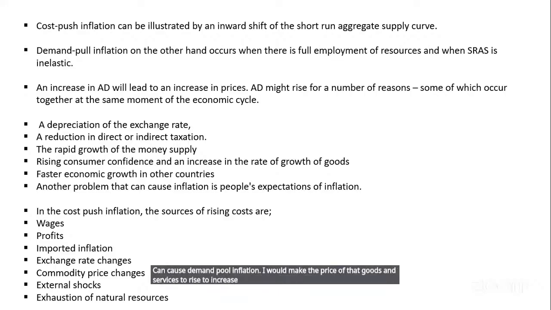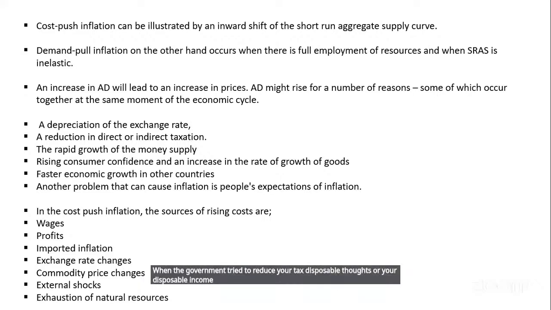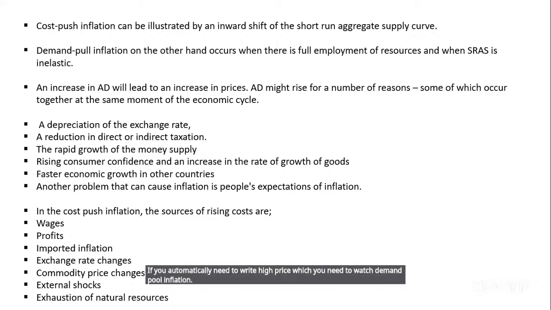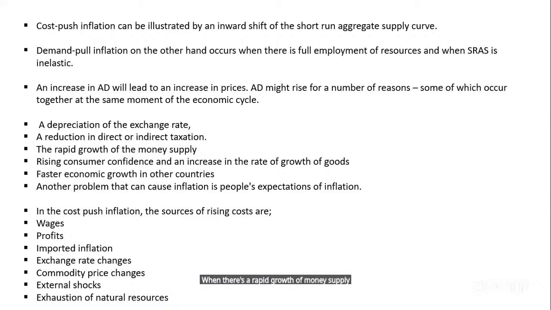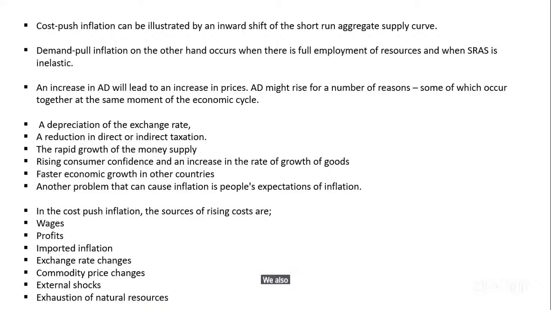A reduction in direct tax and indirect tax. When the government reduces your tax, the tax on your disposable income, you have more income to purchase fewer goods. It will automatically lead to higher prices, which will lead to what? Demand pull inflation. When there's a rapid growth of money supply in circulation, excess money supply, that's too much money chasing fewer goods, it will also cause the price of goods and services to rise.